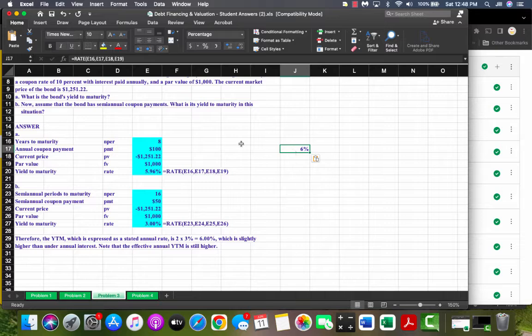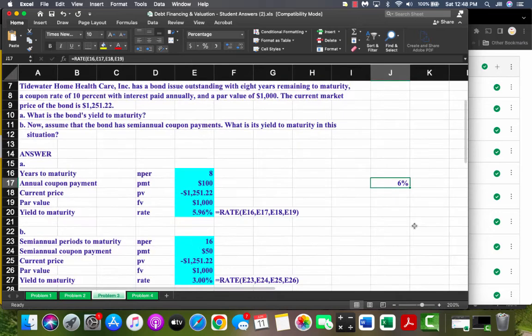Yeah, so that's a good example. So what I did here, and let me blow this up so you can see it. Actually, maybe I'll do it again so everyone can see. So here is this rate calculation. You can see the answer is 5.96%.